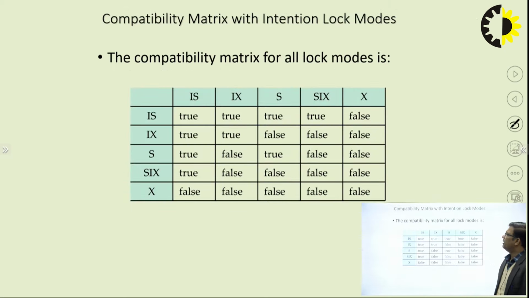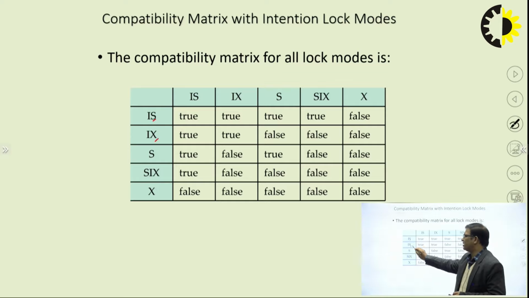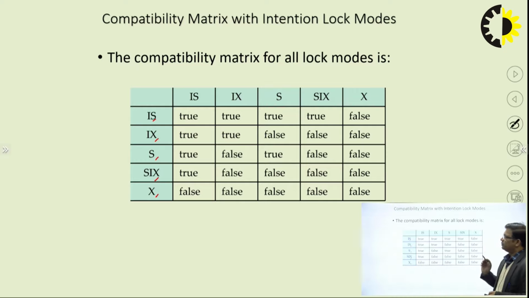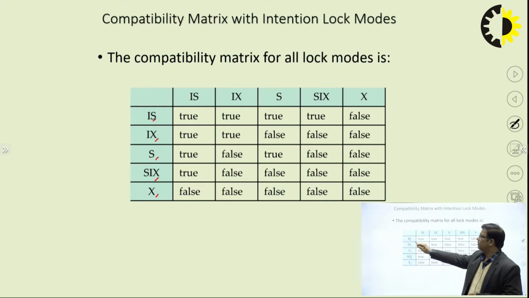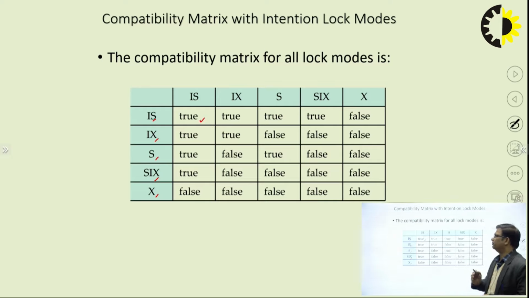This is a compatibility matrix for all lock modes: intention shared, intention exclusive, shared, shared intention exclusive, and exclusive. If we have applied an intention shared lock, then we can apply another intention shared lock. We can also apply intention exclusive, because intention shared can be converted into intention exclusive. Intention shared can be applied with a shared lock. SIX, shared intention exclusive, yes, but only exclusive.